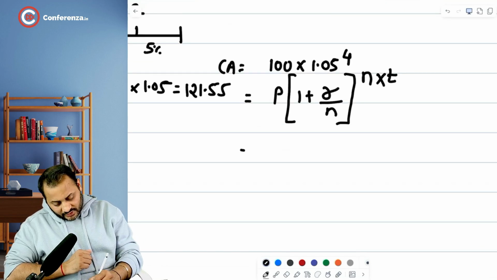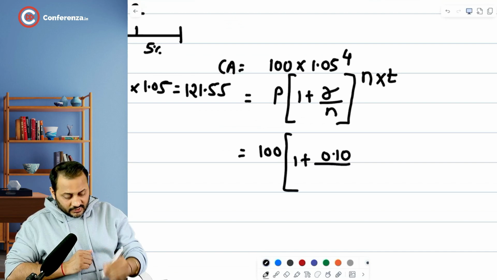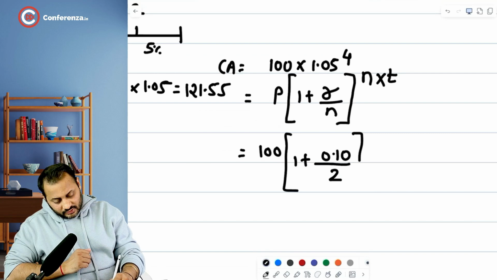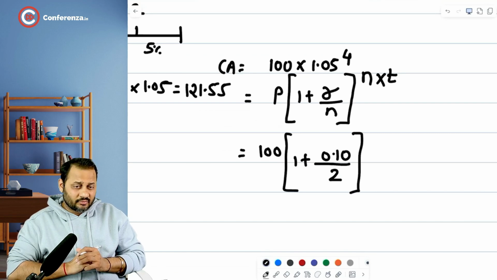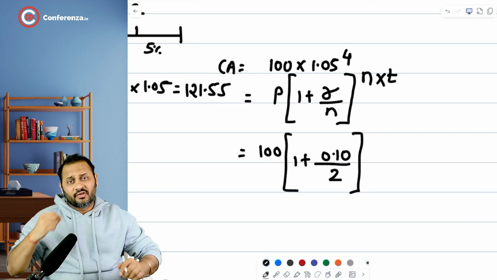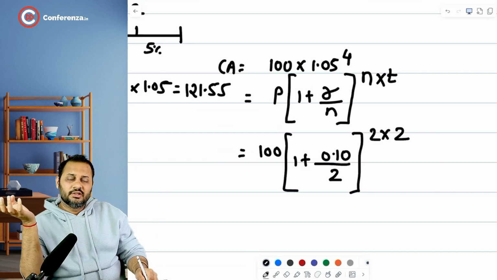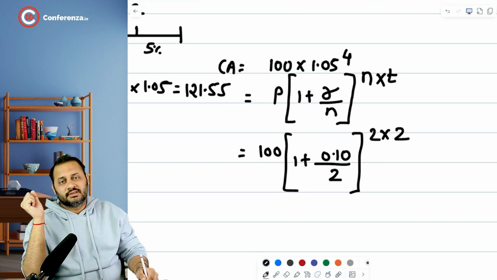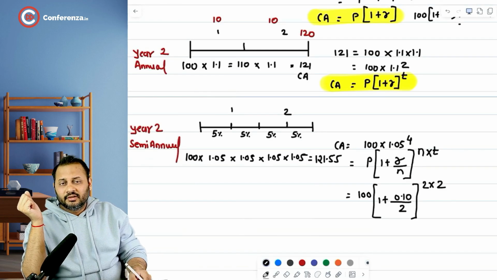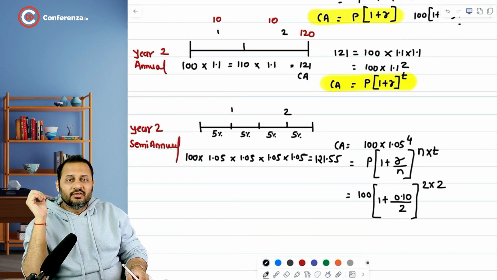So it is going to look like this: 100 in bracket 1 plus rate of interest, which was 10% per annum, but we were getting a semi-annual compounding. That's why the number of compounding in a year was 2. We will keep it here as well, and we had invested for 2 years. So this is how the formula is. Are you getting it? For year 2, semi-annual compounding.